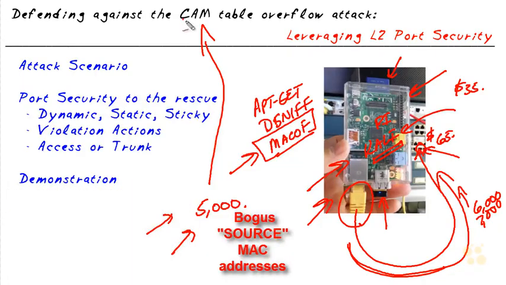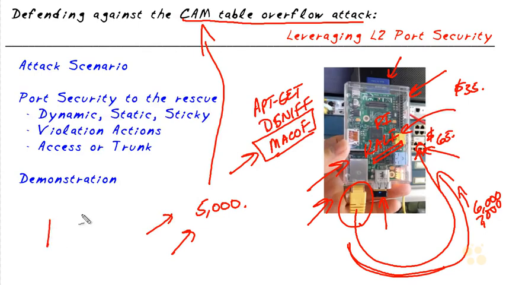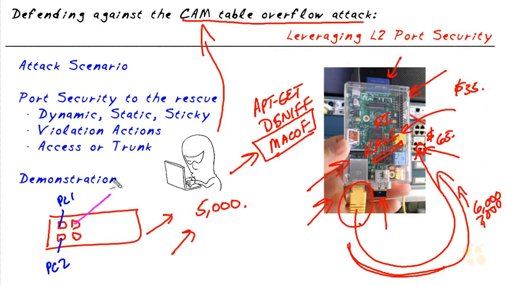And the intent with a CAM table overflow attack is to have the switch be bombarded with so many brand new MAC addresses that it forgets about the real device MAC addresses. So maybe here on this switch, we have PC1, and on this port we have PC2, and they're happily talking to each other. And let's say that the Kali Linux box is plugged in right here. And it doesn't have to be Kali. It could be any device that's running macof or a similar utility, sending tens of thousands of frames into the network with bogus source MAC addresses.